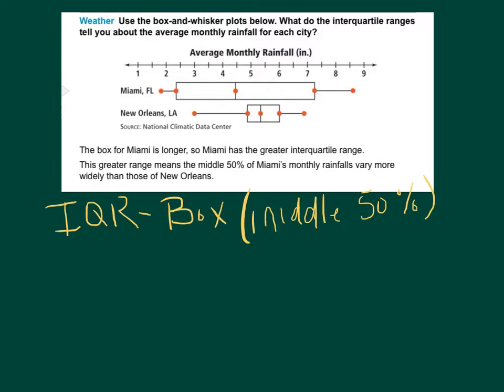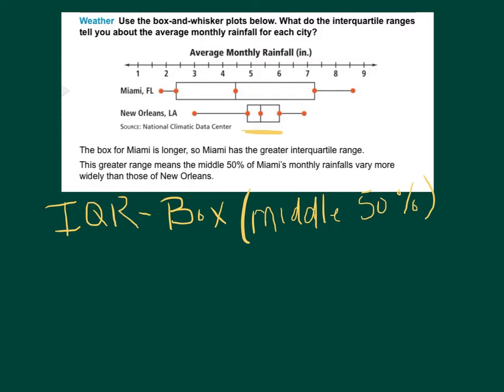Okay, so the middle 50%. So we don't care about the bottom 25% or the top 25%. It's the middle 50%. Okay, so if you notice, the box for Miami is longer. So Miami has a greater interquartile range. New Orleans, it's smaller, okay, so it has a smaller interquartile range.